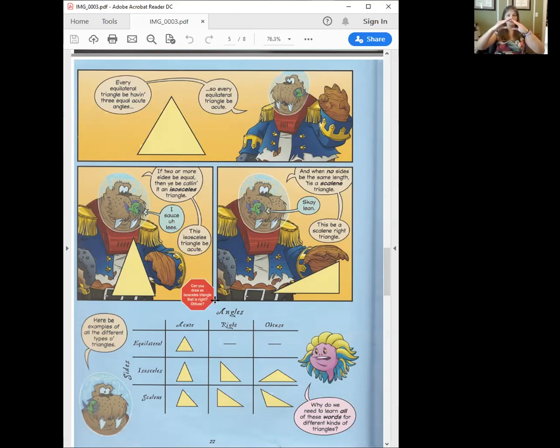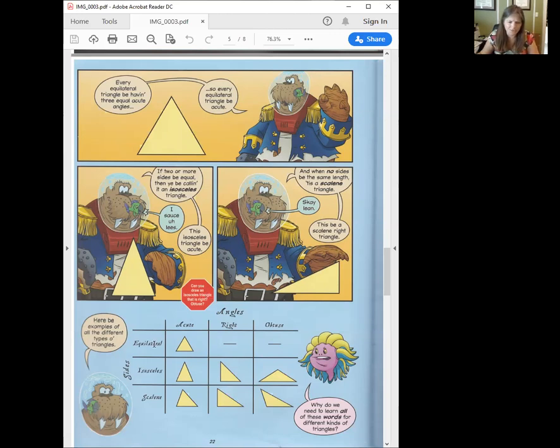Obtuse, one obtuse angle and 2 very thin acute angles. If my hands are both the same length, my thumbs don't quite reach, but if my hands are both the same length to my thumbs, then it's still isosceles, even though it's obtuse. And then I make it a little more and it's more like right. And then I make it a little bit steeper and now it's acute again.